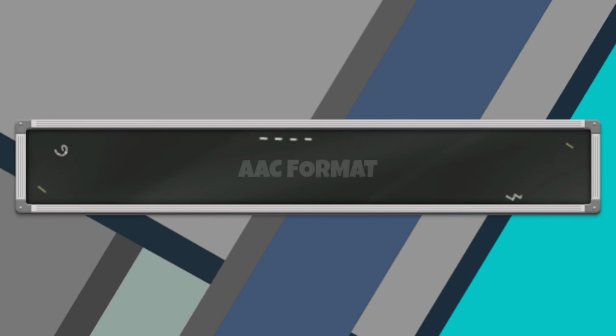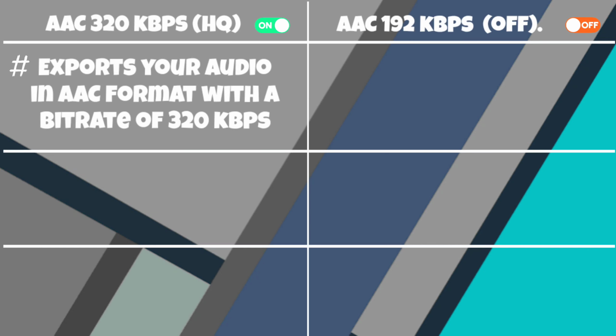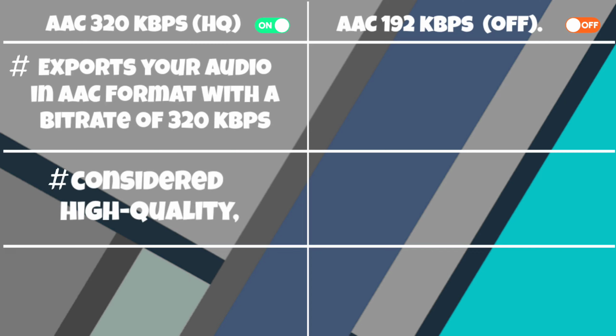Fourth we have AAC format, but at present we don't have this option. This setting will export your audio in AAC format with a bitrate of 320 kbps, considered high quality.